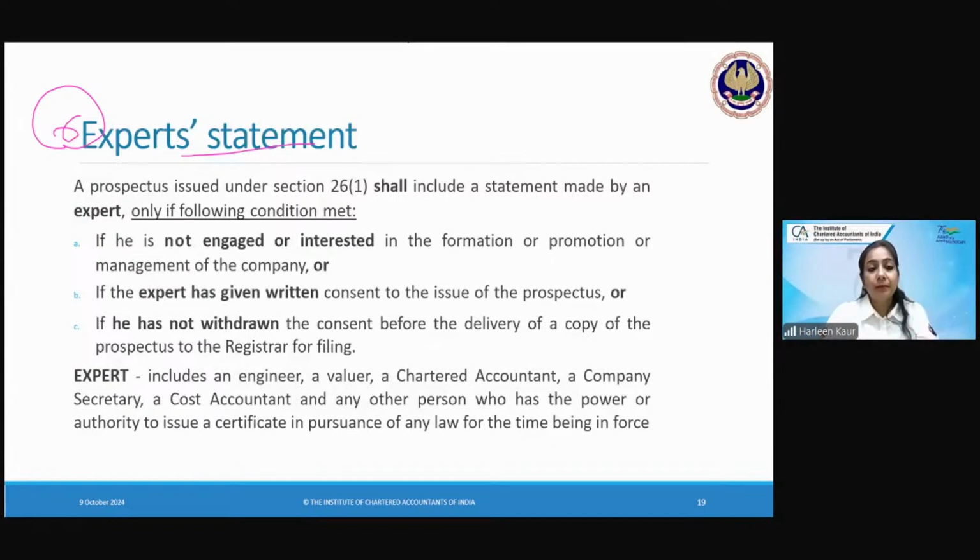Tell me, children, who is an expert? I'm waiting for the definition to come from your side. Can an engineer be called an expert?